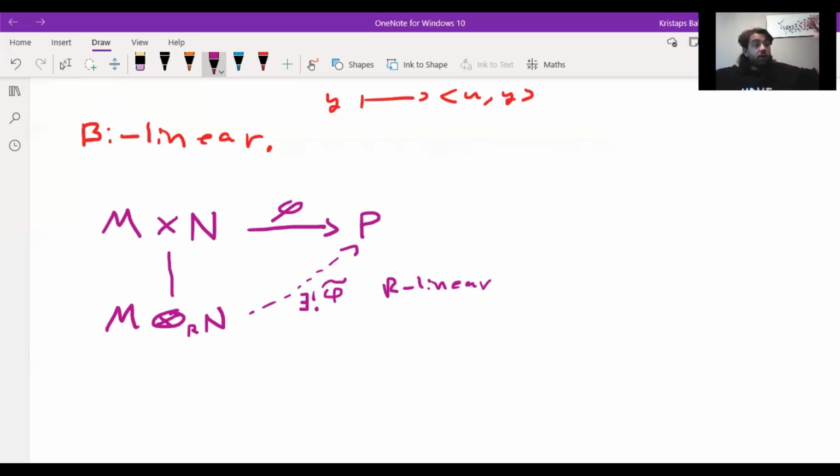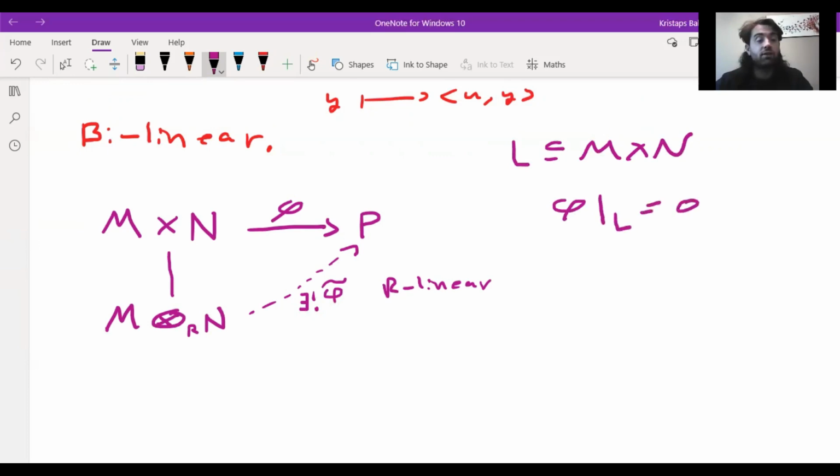But what we can imagine is that normally if we have a map that preserves some submodule, right? If there was some substructure L of M cross N, and we know that phi restricted to L was just the trivial map, then from the universal property of quotients, which hopefully you've seen, and if you've not, if you ask me in the comments, I can do a video about it, we know that this will induce a map on the quotient to P. So we should already be suspecting that maybe there's some way to turn this into a quotient.